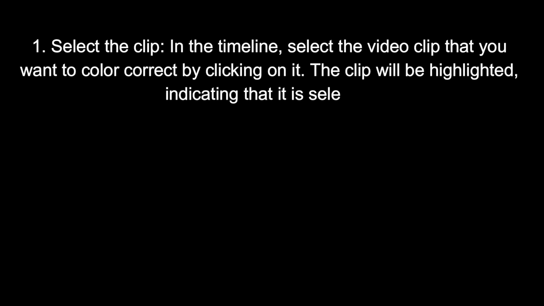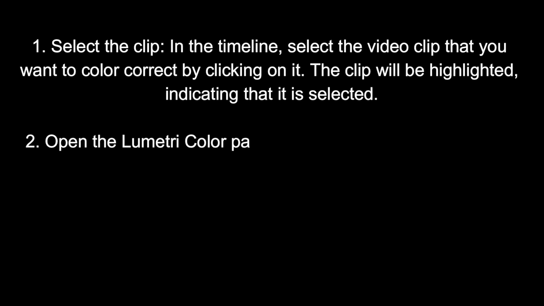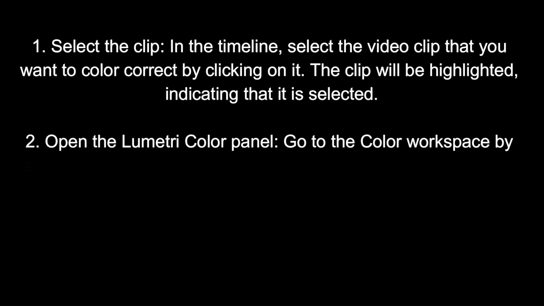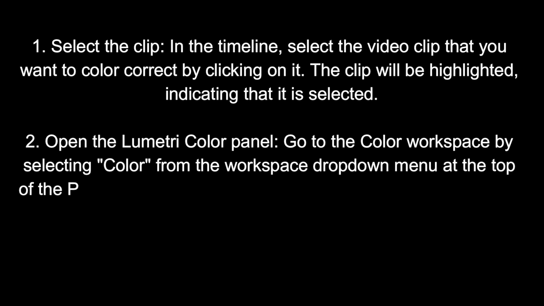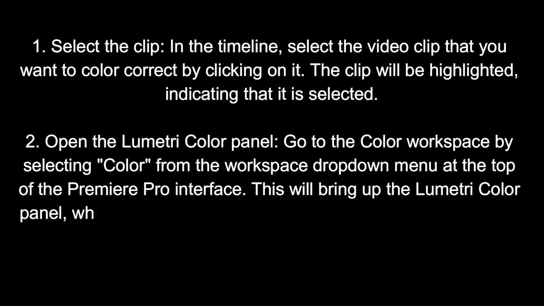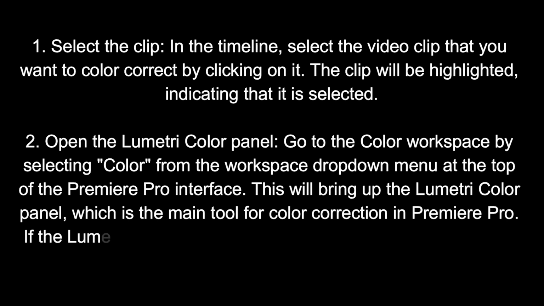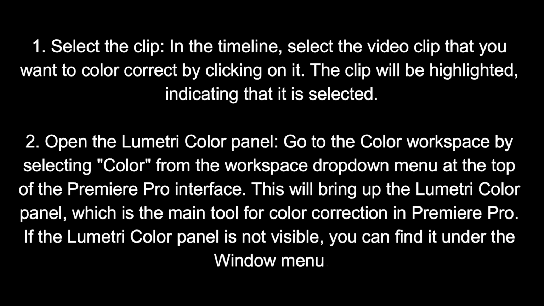1. Select the clip. In the timeline, select the video clip that you want to color correct by clicking on it. The clip will be highlighted, indicating that it is selected. 2. Open the Lumetri Color panel. Go to the Color workspace by selecting Color from the Workspace drop-down menu at the top of the Premiere Pro interface. This will bring up the Lumetri Color panel, which is the main tool for color correction in Premiere Pro. If the Lumetri Color panel is not visible, you can find it under the Window menu.